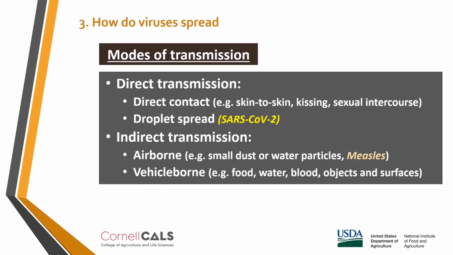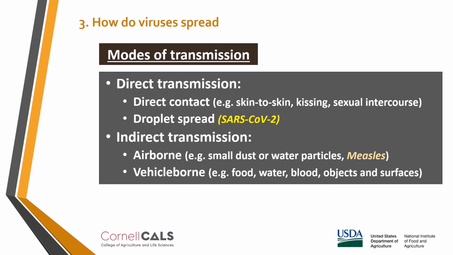Next, we will look into how viruses spread. Modes of transmission can be separated into direct and indirect. Under direct transmission, it can be actual direct contact like skin to skin, kissing, sexual intercourse, or droplet spread when you breathe, speak, sneeze, or cough. The reason why this droplet spread is considered direct transmission is because the person needs to be close to the infectious person in order to be in range of those droplets and get infected. This would be the main mode of transmission for respiratory viruses, including SARS-CoV-2.